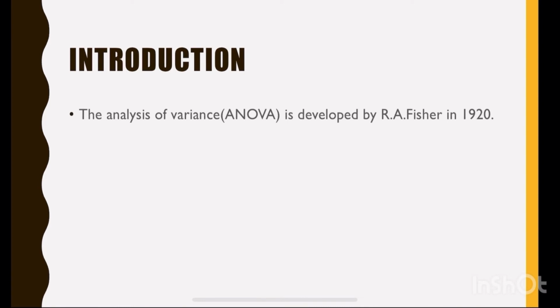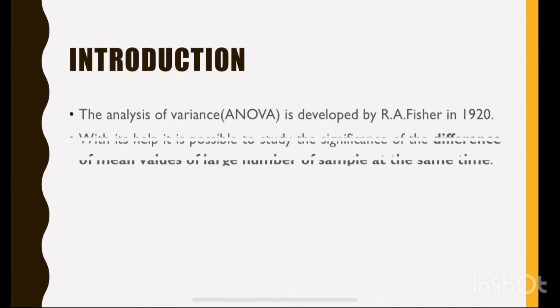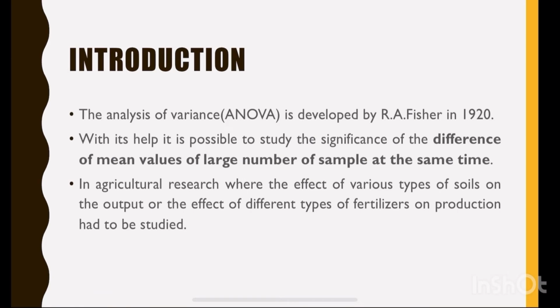Introduction. The analysis of variance was developed by R.A. Fisher in the year 1920. With its help, it is possible to study the significance of the difference of mean values of a large number of samples at the same time. It was used in agricultural research, where the effect of various types of soils on the output or the effect of different types of fertilizers on production had to be studied.